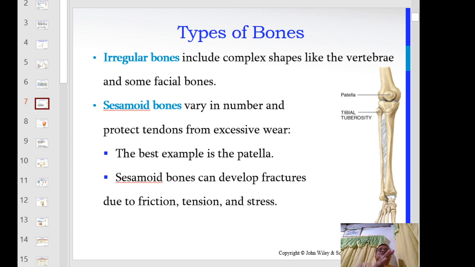Then irregular bones are made up of complex shapes like vertebrae and some facial bones. Then you have your sesamoid bones. Sesamoid bones vary in shape. They might be round or sometimes triangular. The best example of that is your patella.